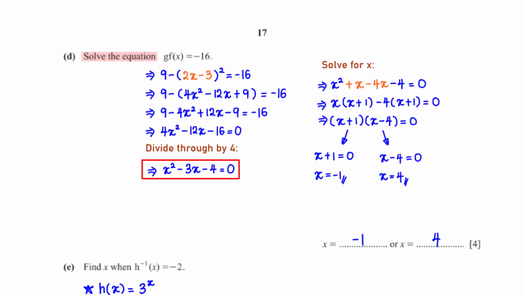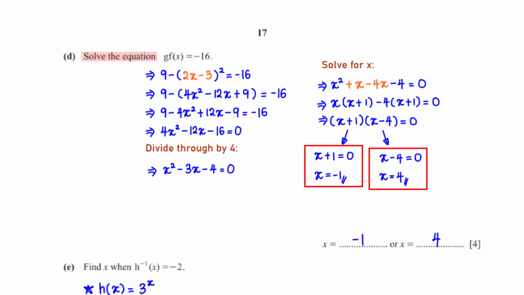We can solve for x using factorization. We can rewrite negative 3x as x minus 4x. When we factor out x from the first two terms, we are left with x plus 1, and when we factor out negative 4 from the final two terms, we are left with x plus 1. This can be rewritten as x plus 1 times x minus 4 equals 0. When we equate x plus 1 to 0, we get x equals negative 1. And when we equate x minus 4 to 0, we get x equals 4.